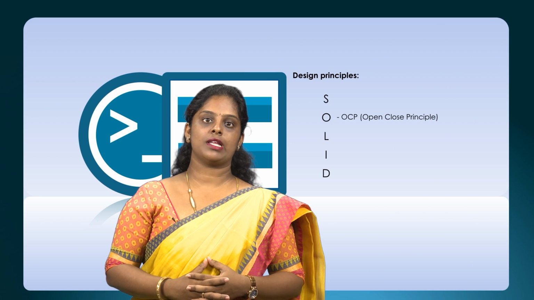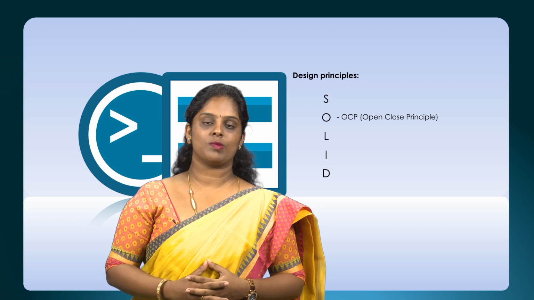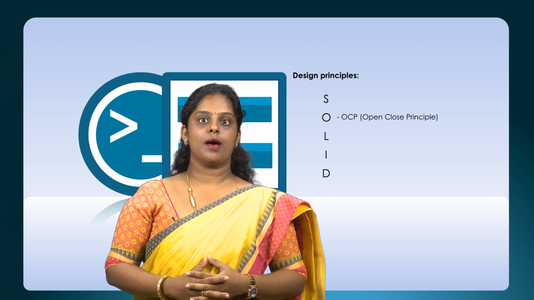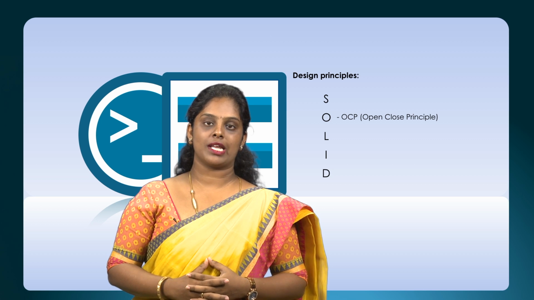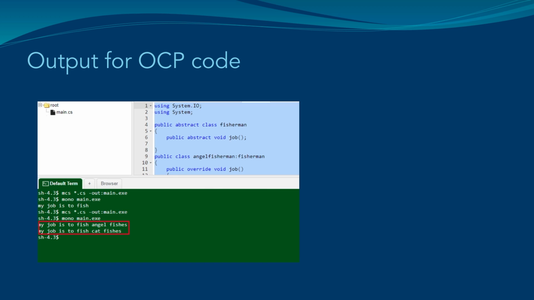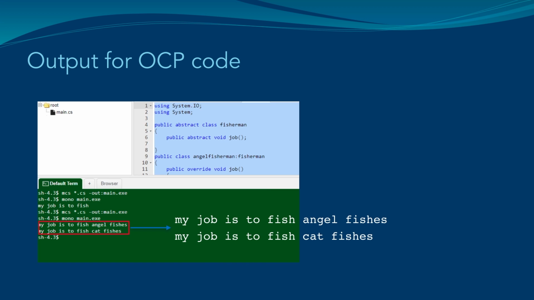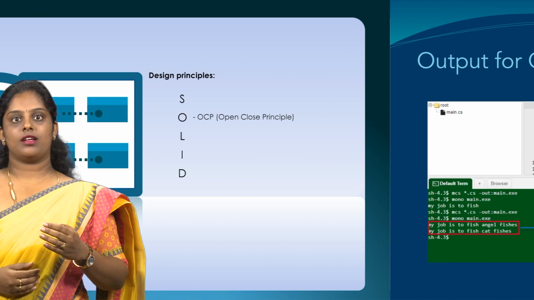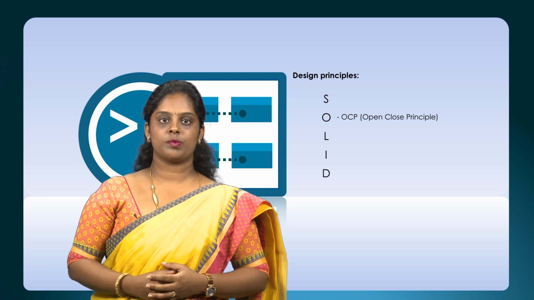Thus, the same Fisherman class has been extended to multiple varieties of fish classes, but we have stopped the code from getting modified by using the sealed keyword in the Program. Once we finish executing this program, we'll see something like this. The first line says that my job is fishing angelfish, and the second line says my job is to fish catfish. Now let's move on to the third principle, LSP.